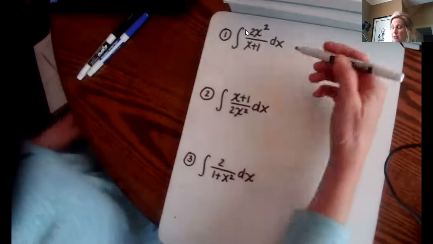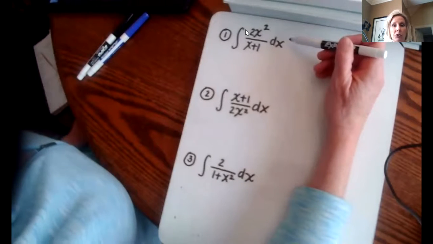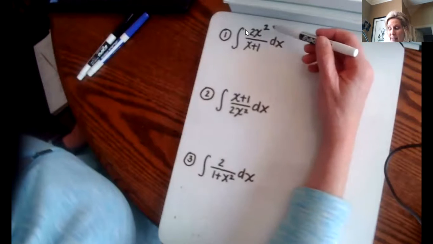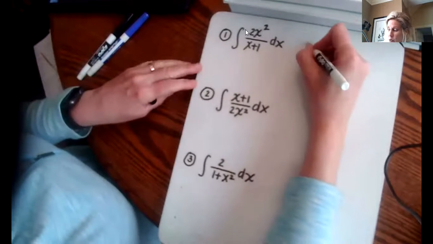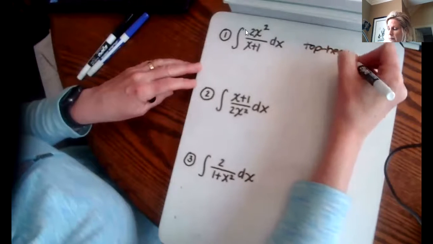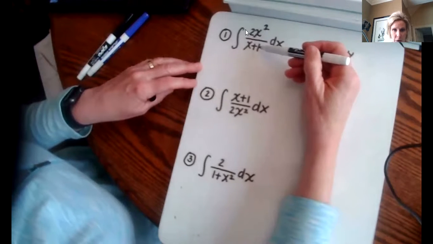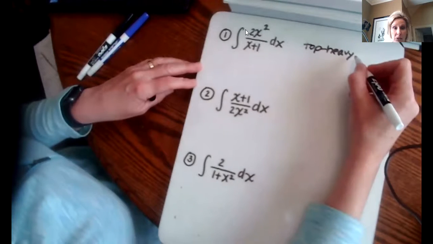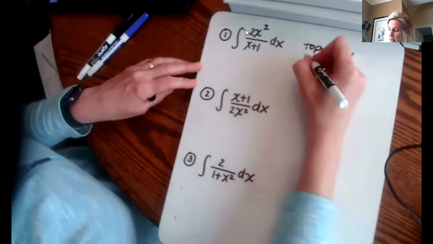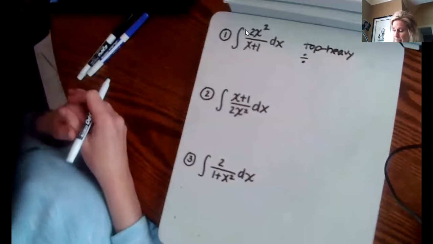Now, when I look at this one, I'm wondering, do I have to do any u-substitution at all? Well, the first thing that catches my eye is that it's top heavy. And neither the monomial nor the binomial will factor. But as soon as I notice that it's top heavy, I know that my strategy is going to be division, and you'll carry that out.